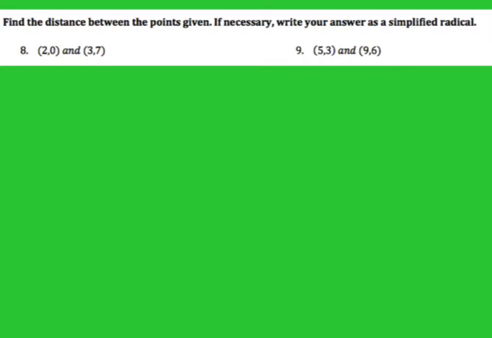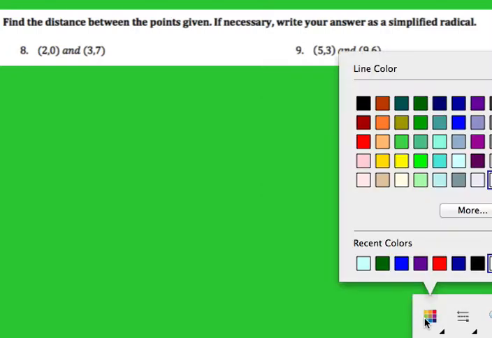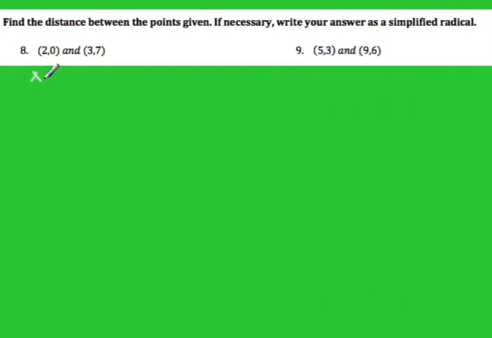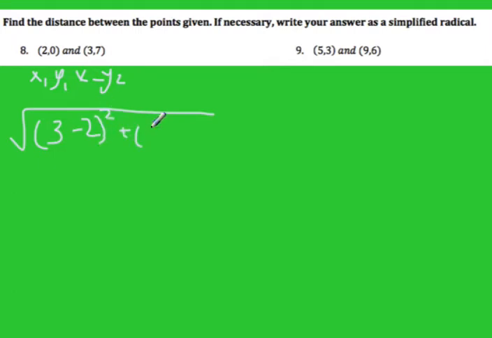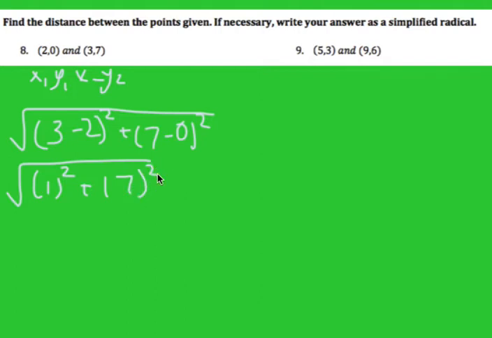Now, let's take a look at number 8. We want to find the distance between those two points. So I have x1, y1, x2, y2. Then I'm going to go ahead and plug that into the distance formula. So I have x2 minus x1, that quantity squared, plus y2 minus y1, that quantity squared. So 3 minus 2 gives me 1 squared. 7 minus 0 gives me 7 squared. So 1 squared is 1, and 7 squared is 49. So what that gives me is the square root of 50.